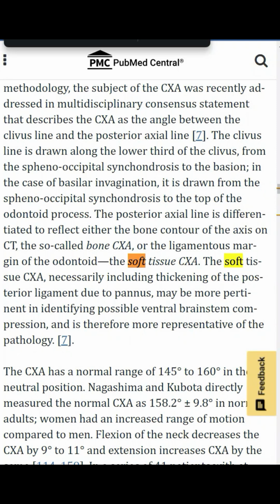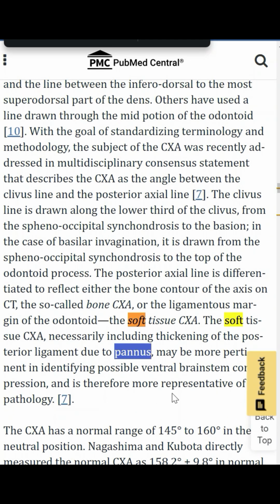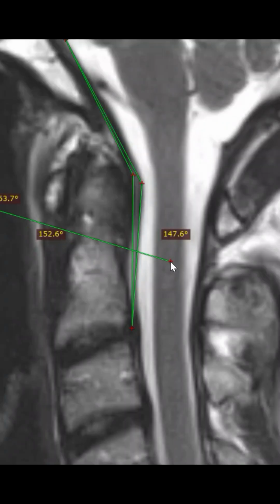And this is the section I was mentioning earlier, that there is a soft tissue CXA, that's a ligamentous margin of the odontoid. So again, this is where you get people with pannuses, which is that swelling of the posterior longitudinal ligament, and that tends to happen. So now let's just go straight into it. Again, the main number would be the posterior based on the bone, and you're trying to get your best number right there.